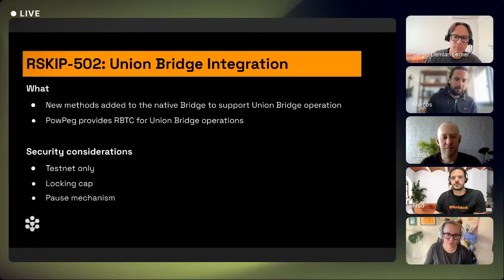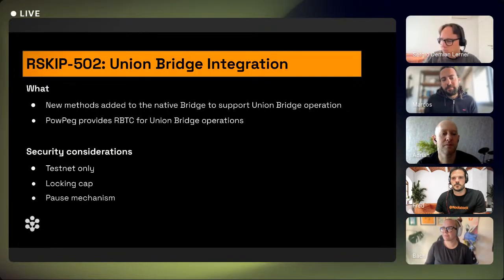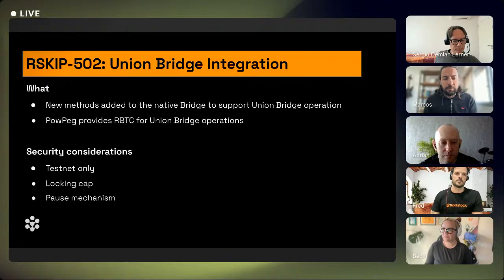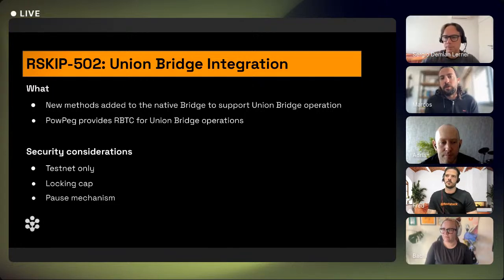Go ahead, Marcos. Okay. So connecting to what Sergio just presented, since there will be two bridges providing ways to go in and out from Rootstock, this RSKIP proposes a way for the two of them to integrate, especially on the Rootstock side.